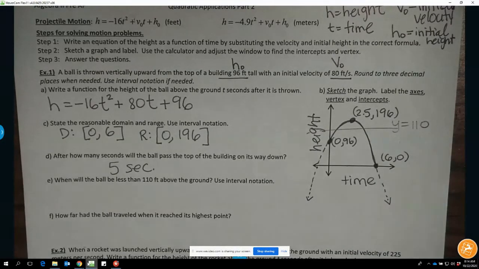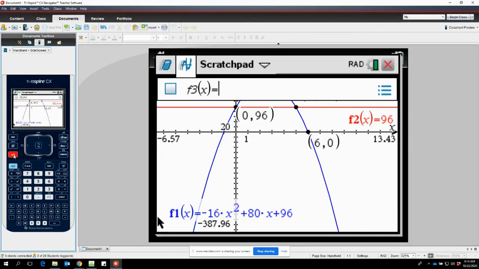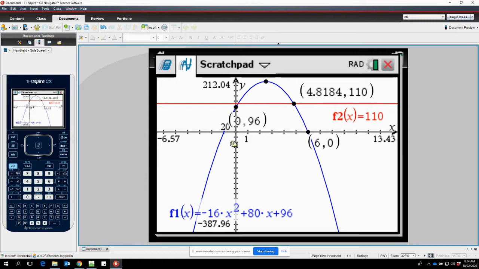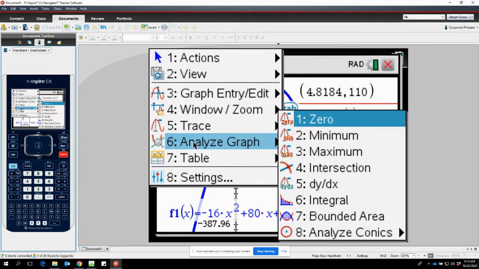So same thing, go to the graph, and this time let's graph y equals 110. Hit tab, and then let's just go up and change the F2 from 96 to 110. There we go. Oh, and it already gave me one of my intersections, the 4.818. We need to find the other intersection here. So menu, analyze graph, intersection.